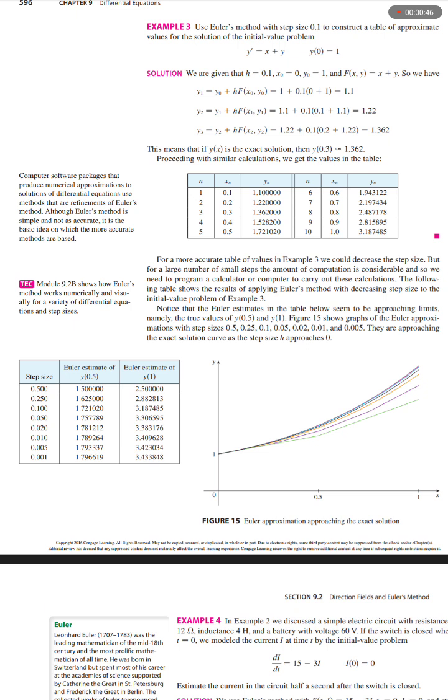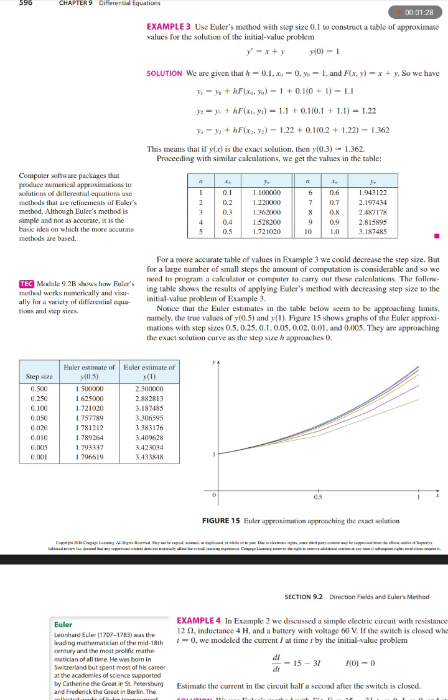So we have y sub 1 equals y sub 0 plus h big F of x sub 0 and y sub 0, equals 1 plus 0.1 times (0 plus 1), equals 1.1. Y sub 2 equals y sub 1 plus h big F of x sub 1 and y sub 1, equals 1.1 plus 0.1 times (0.1 plus 1.1), equals 1.22.